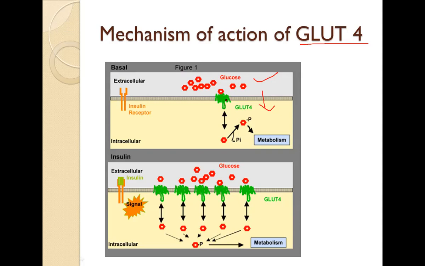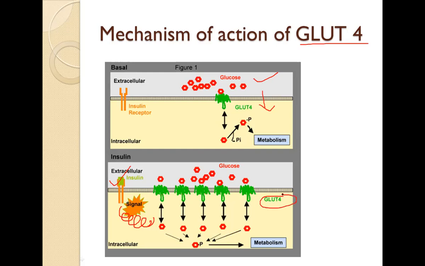So what will happen? Once the insulin is released, it comes and binds with the extracellular insulin receptor present on the cell. And there is a cascade of secondary signals, or intracellular signaling, that happens, which will cause upregulation, or it will move the GLUT4 receptors from the cytosol to the membrane. So now you can see the amount of GLUT4 transporters has increased.